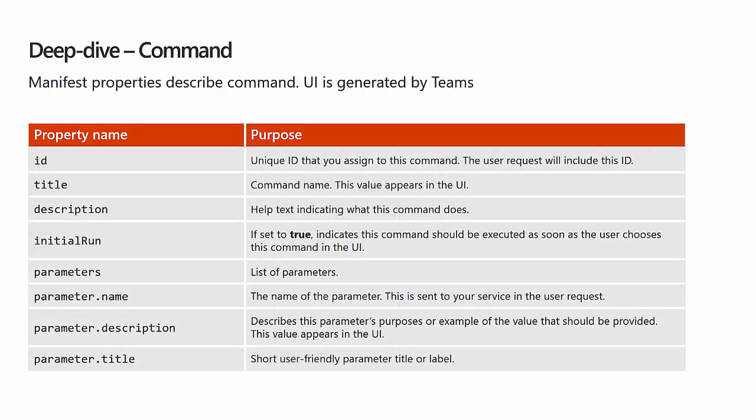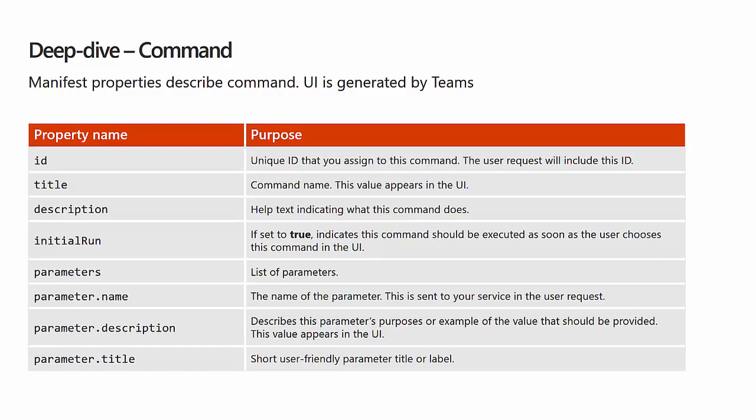As I mentioned, you define a command in your manifest, right? And so here are the parameters or the properties that you need to specify for your command. Every command has a unique ID, right? And the idea here is that when the activity message is posted to your method, you get a command ID, and you should know with this ID how to act on it, right? The title is what we show in the UI. The description again shows in the UI, right?